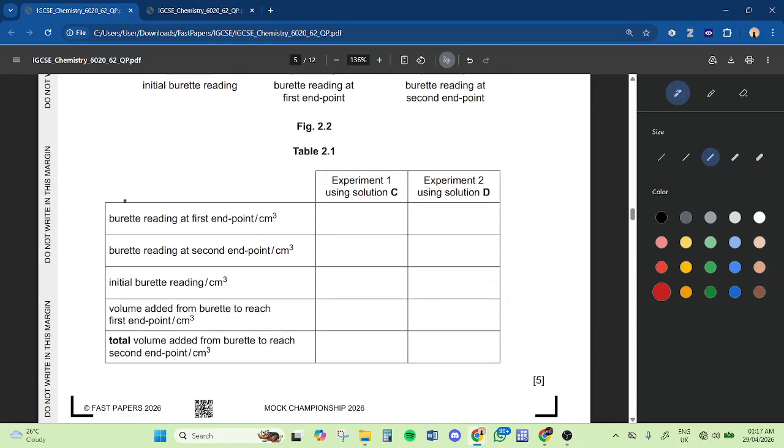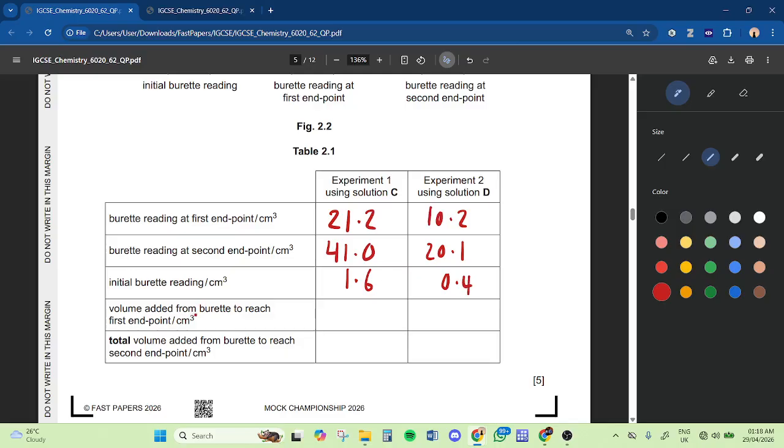So we're going to fill that in. Very simple. Nothing too complicated at all. 21.2, 41.0, 1.6. For experiment 2, it's going to be the same thing. We're going to have 10.2, 20.1, and 0.4.